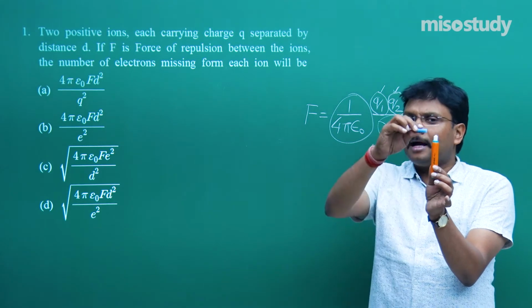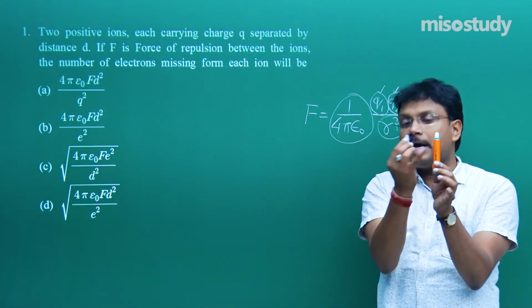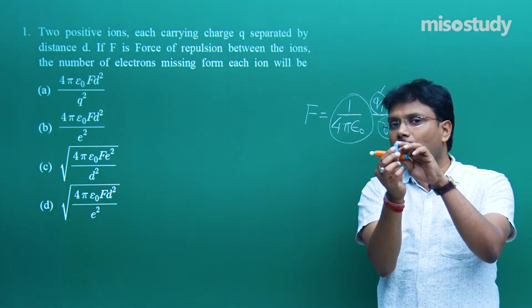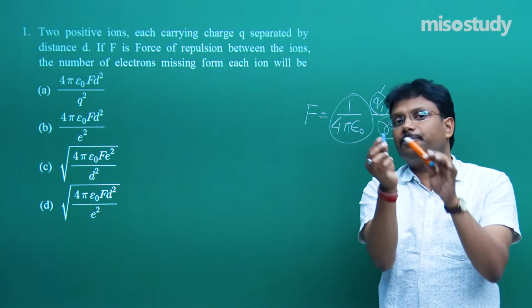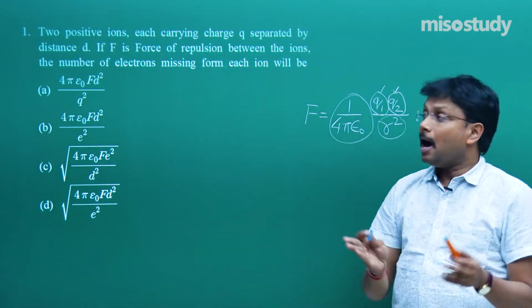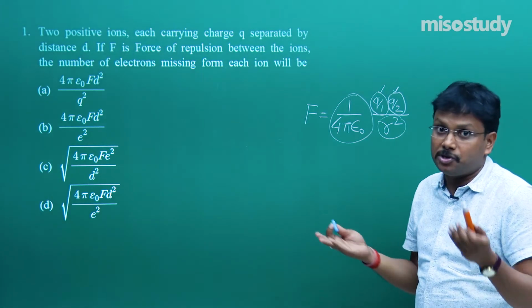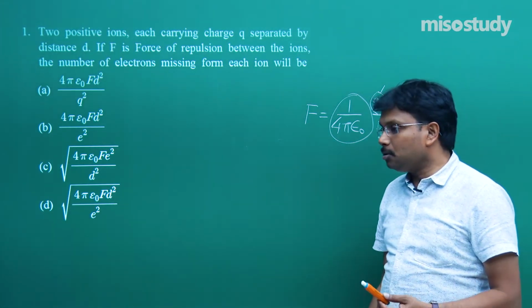So it means the number of electrons removed from this chalk holder is equal to the number of electrons removed from this blue chalk. Now the problem is more simplified, and this is a JEE Mains pattern question.